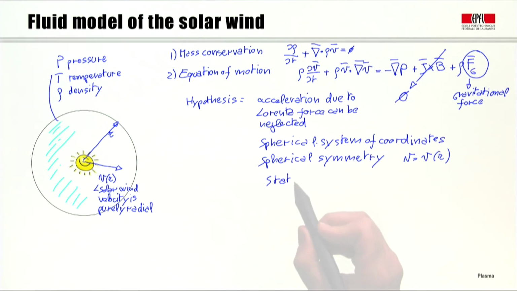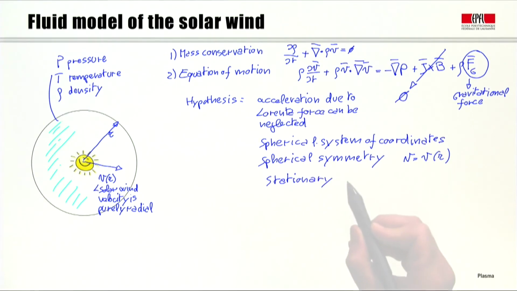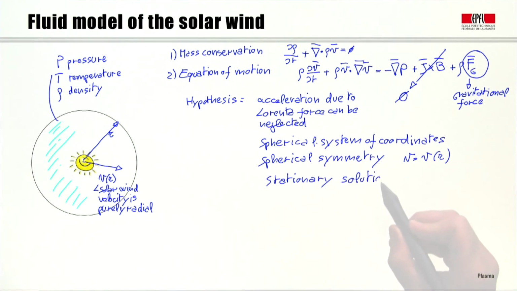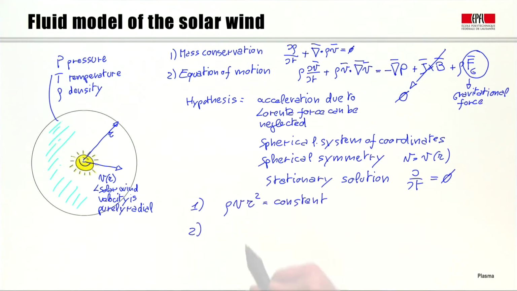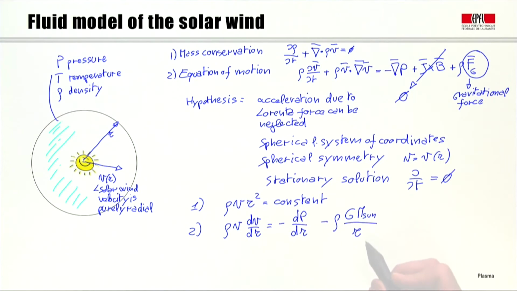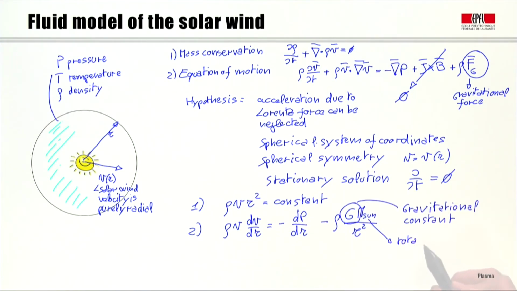Let's make a further hypothesis and let's look for a stationary solution by imposing that the time derivatives are equal to 0. We can then write the mass conservation equation and the equation of motion in the following way, where G is the gravitational constant and m_sun is the total mass of the Sun.